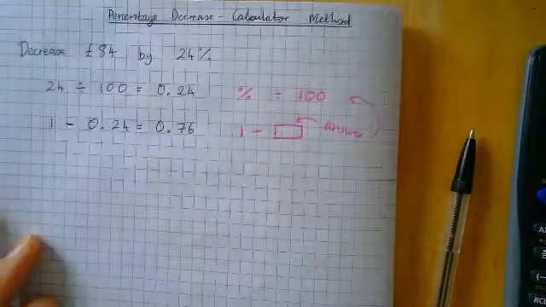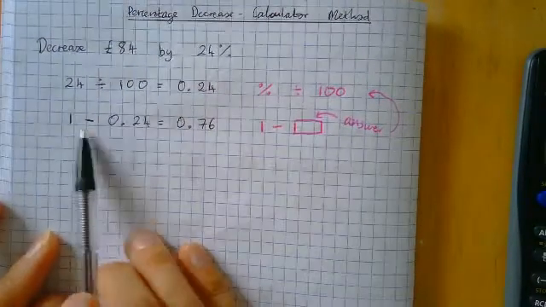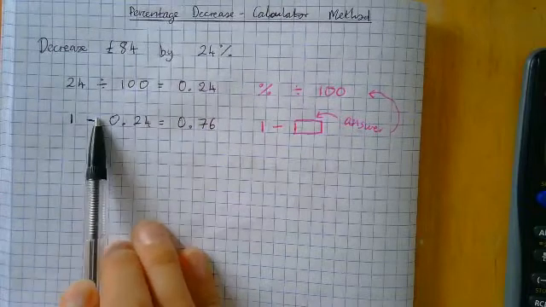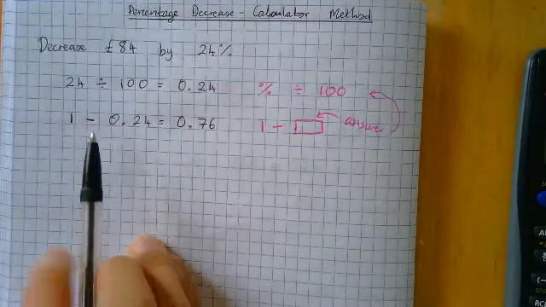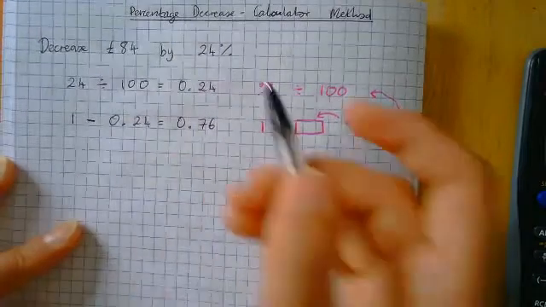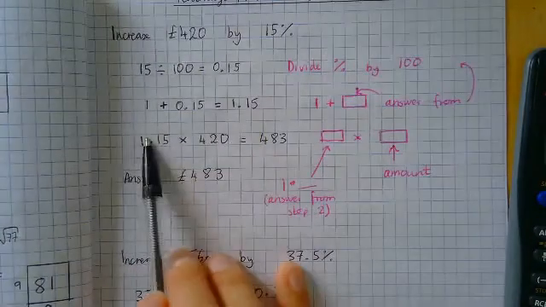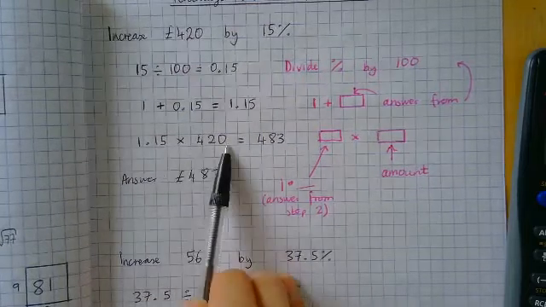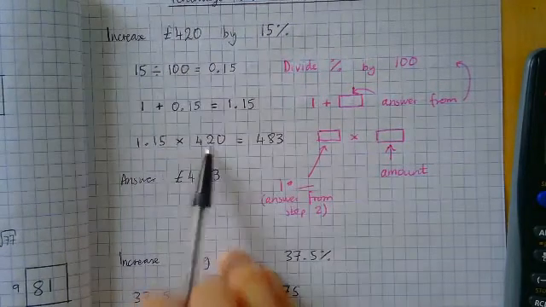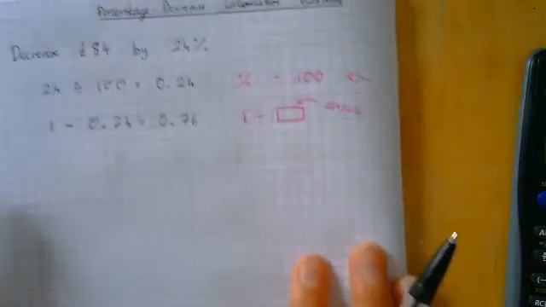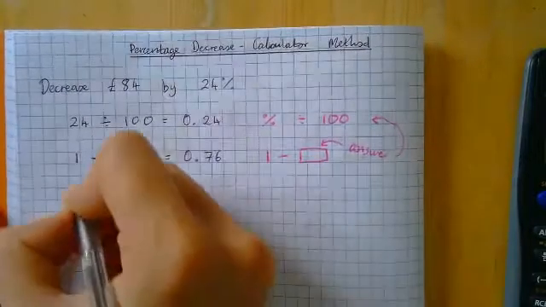I do 1 minus that. It's really important that you do the 1 first. So it's either 1 plus for increase or 1 minus your answer for decrease. And then just like in the last one, what did we do? We did our answer to this part and we times it by 420, which was the amount. So we did our answer times amount. And that is exactly what we're going to do here.